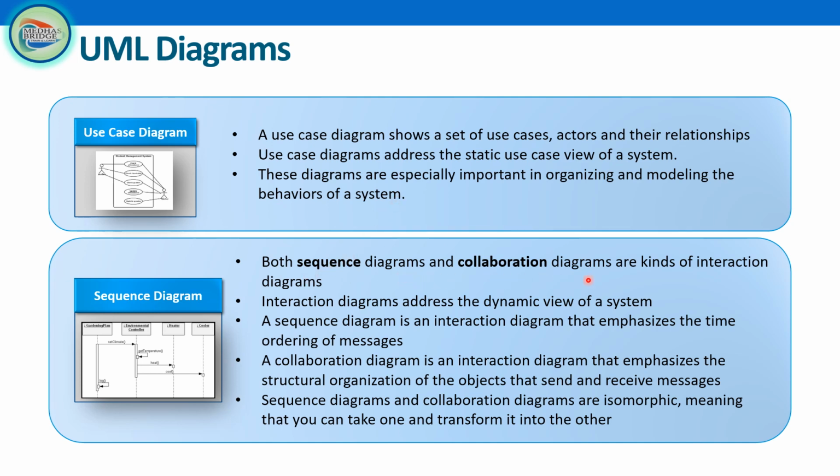Both sequence diagrams and collaboration diagrams are kinds of interaction diagrams. Interaction diagrams address a dynamic view of the system. A sequence diagram is an interaction diagram that emphasizes the time ordering of messages. A collaboration diagram is an interaction diagram that emphasizes the structural organization of the objects that send and receive the messages. Sequence diagrams and collaboration diagrams are isomorphic, meaning that you can take one and transform it into the other.